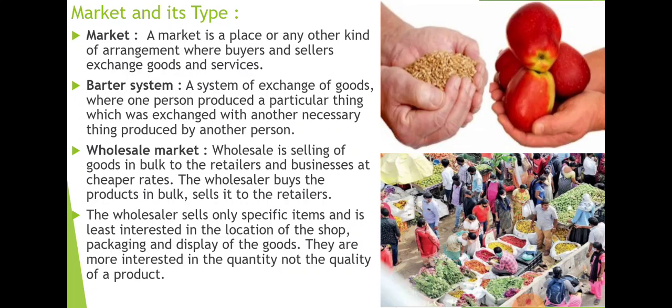The wholesaler sells only specific items. This is the most important thing that you have to understand: the wholesaler always trades in a specific product, whether it is a single item or two or three items, but it must be in a bulk amount. It is not like retailers, who keep everything in their shop, whether it is grocery, plumbing supplies, or clothes.